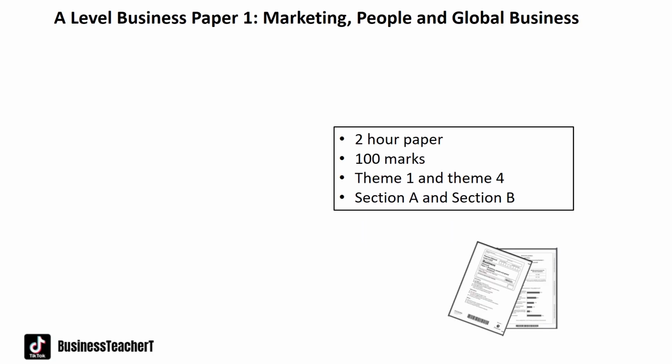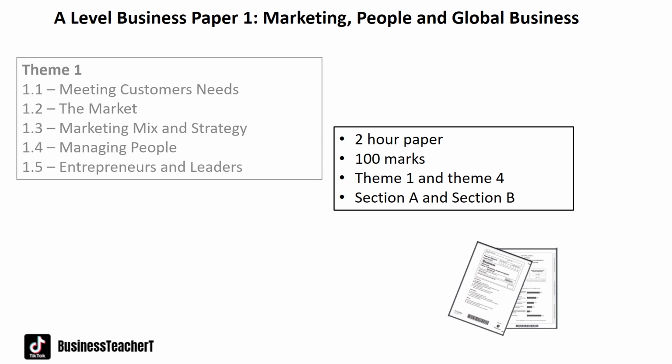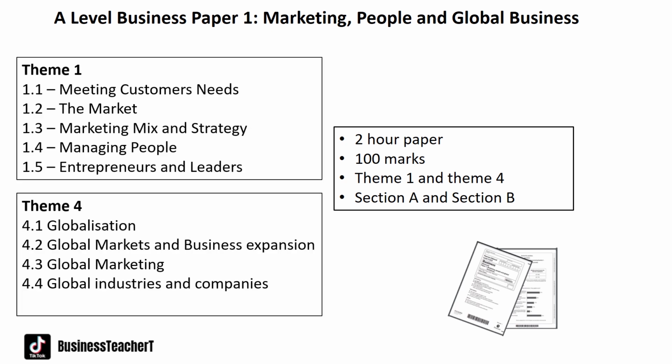Paper 1 is a 2-hour paper. There are 100 marks available. You'll be assessed on Theme 1 and Theme 4, so you could be asked questions on any part of it, such as Theme 1, Dynamic Markets and Market Research, to Globalization and Trading Blocks in Theme 4.